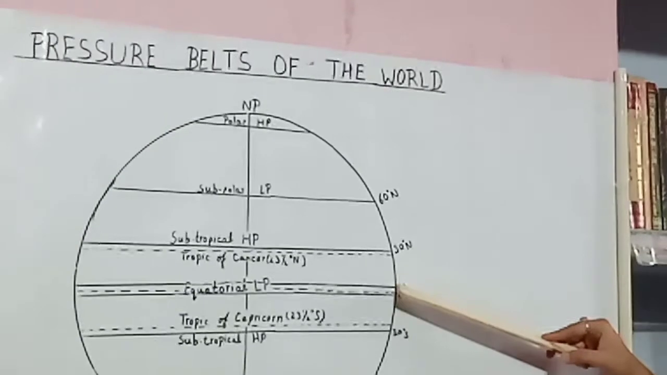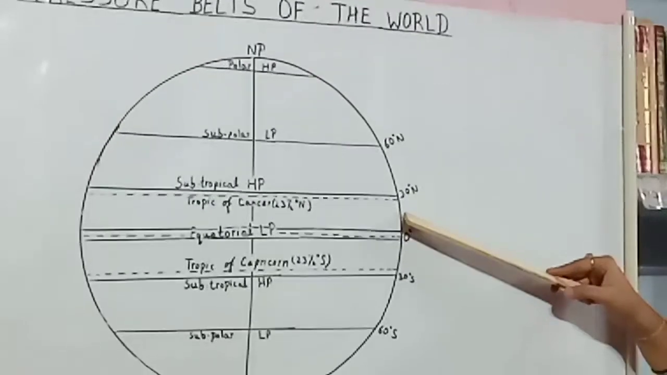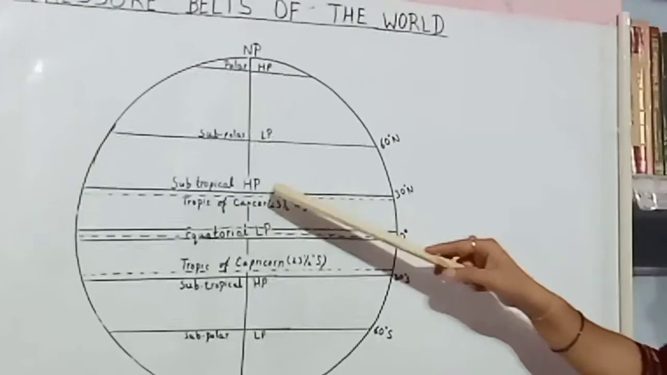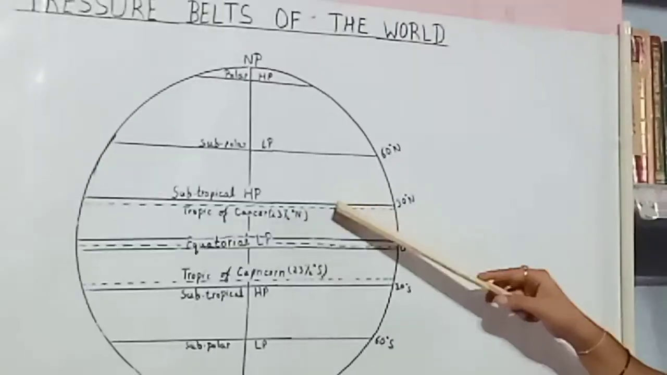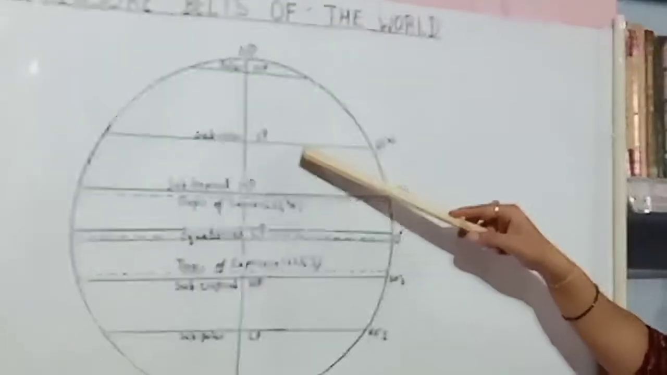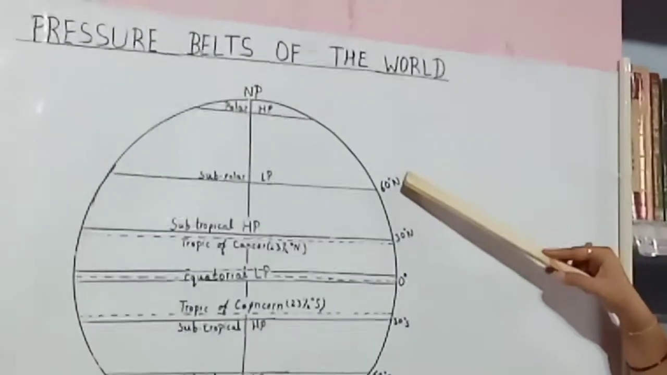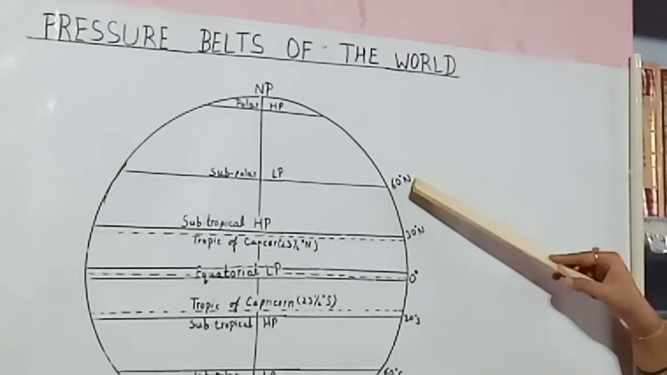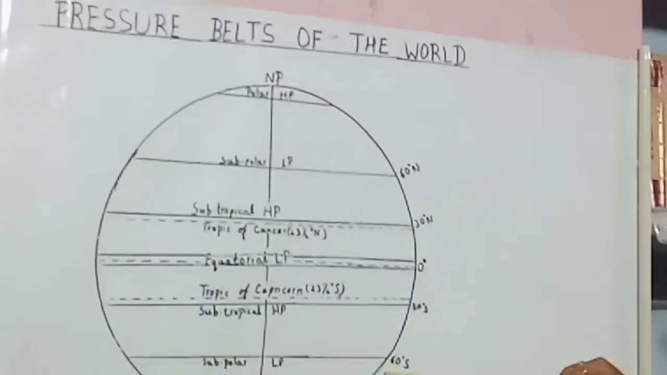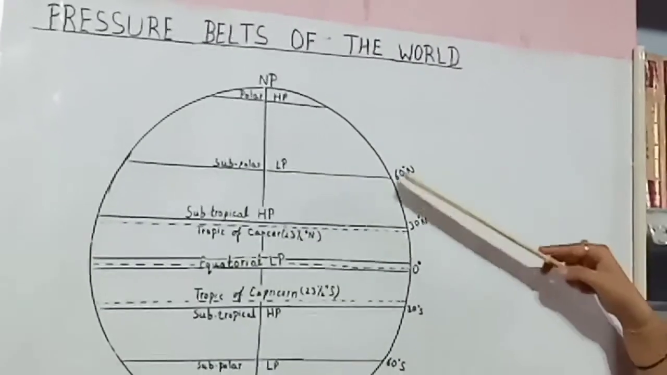The descending air settles near the subtropics, creating a high pressure belt. This belt is also called the horse latitudes. Next belt is the subpolar low pressure belts. This belt extends between 60 degree and 65 degree latitudes in both hemispheres. You can see 60 degree north and 60 degree south in both hemispheres, where this subpolar low pressure belt is found.